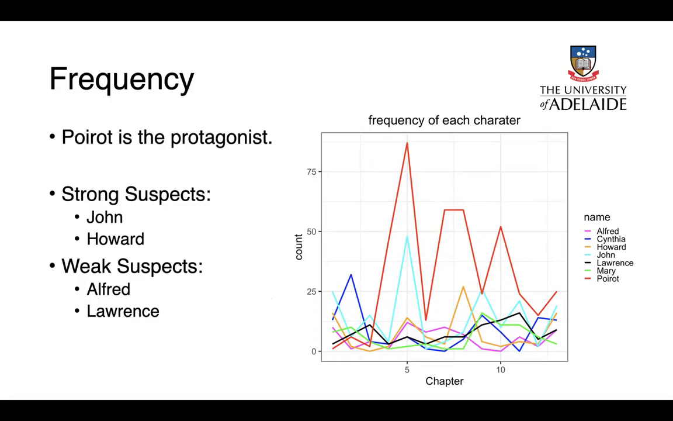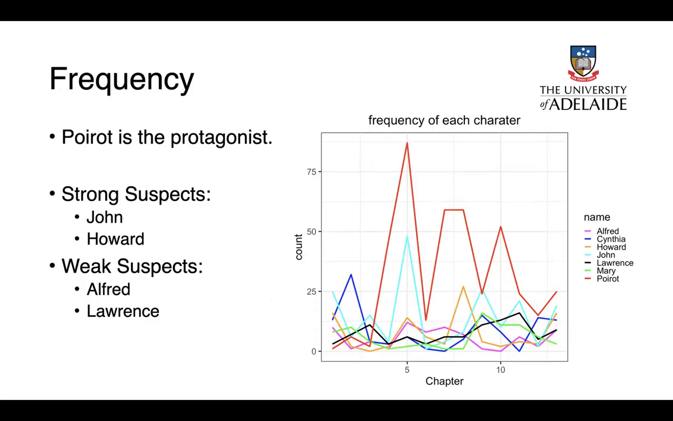The first method we use is frequency. We count how many times each character appears in each chapter, and we draw this plot. We know Poirot is the protagonist and the detective, so he appears more often than others. And because we know that in detective novels, the identities of true culprits are usually exposed in the last few chapters, we look at this plot and we focus on how frequencies change in the last 2 chapters.